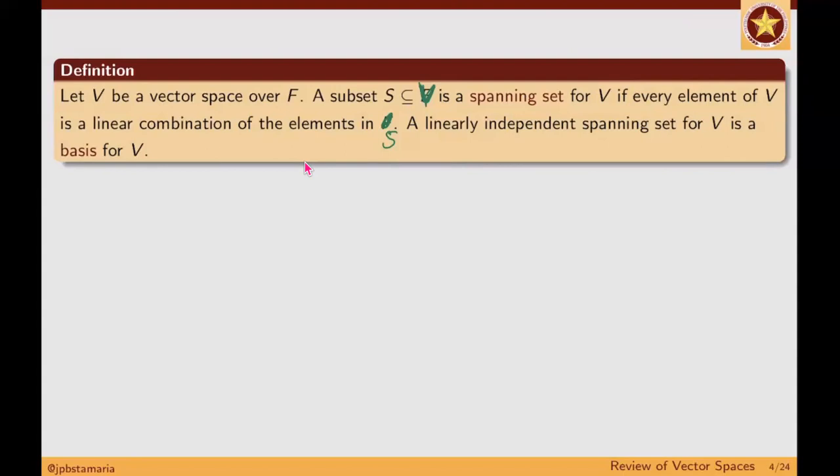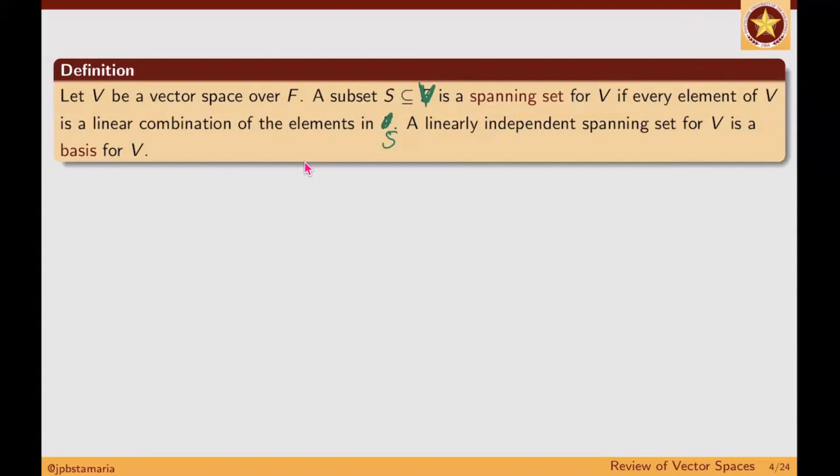Anyway, alam niyo naman ito. Nasa linear algebra na tayo. So, it's nice to have a spanning set for V, no? Kasi normally, a spanning set is a small set, but it can describe every vector in the space. Kasi lahat ng nasa space, linear combination lang ng mga nasa S.